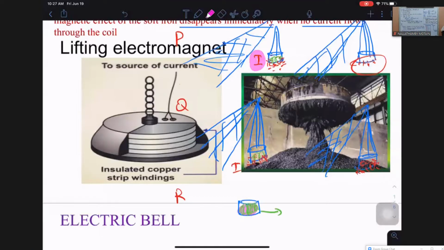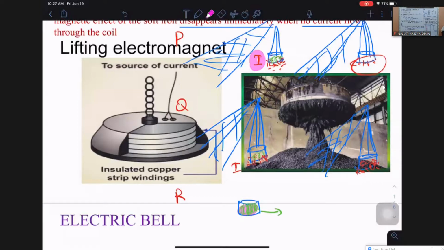Increase number of turns of coils. Why? Produce stronger electromagnet. And then what type of core you're going to choose? Soft iron core. Why soft iron core? Easily magnetized and demagnetized. So these are the points. They won't ask you to explain, don't worry. Can get the idea or not?